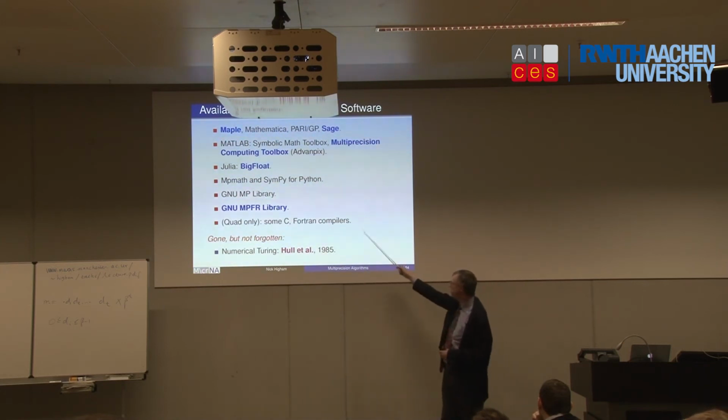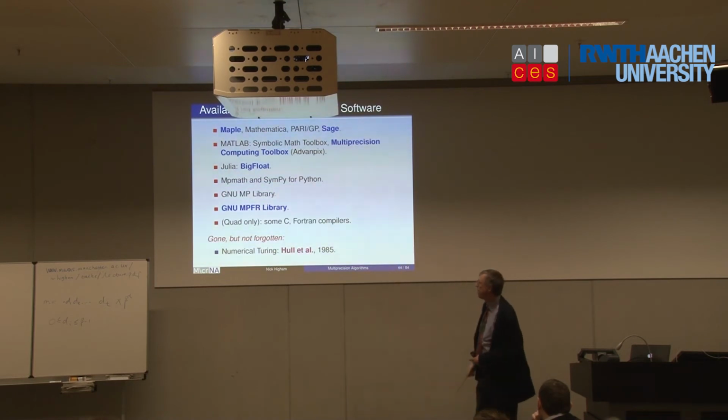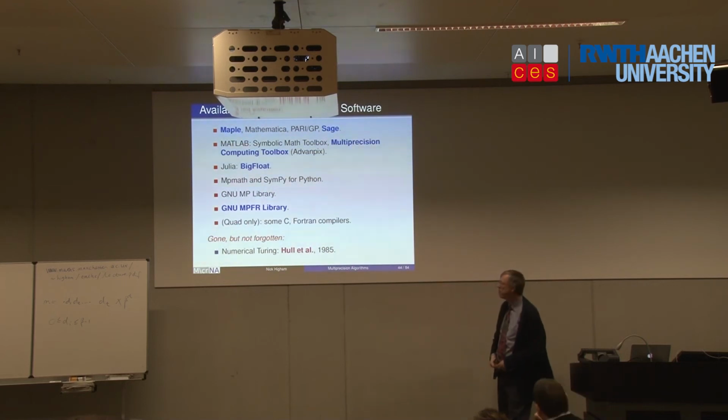Some compilers, of course, can compile to quad precision, C and Fortran particularly. Python has packages like mpmath and SymPy that I think support higher precision.